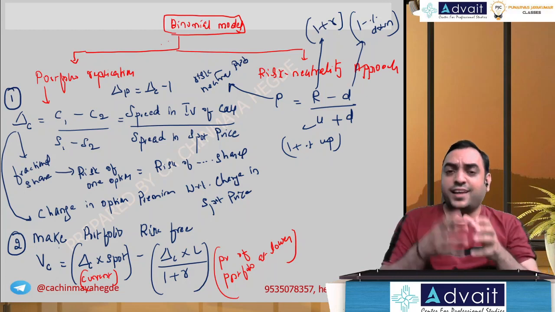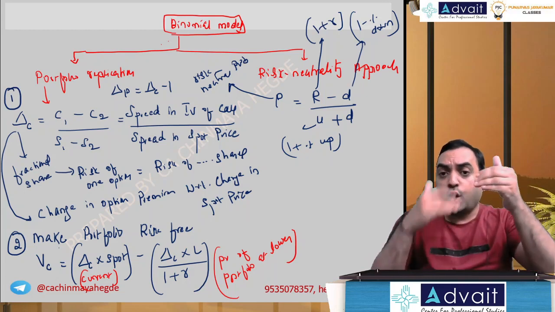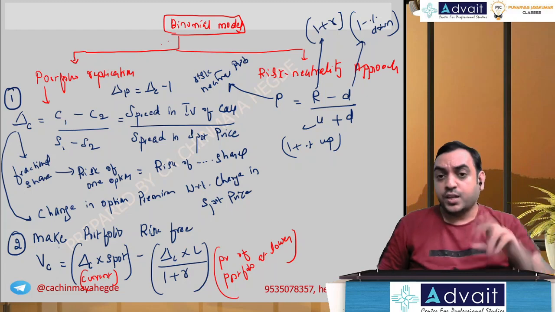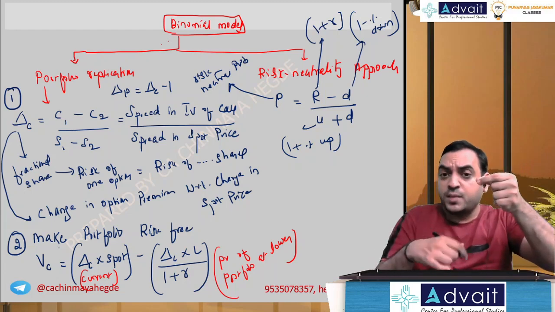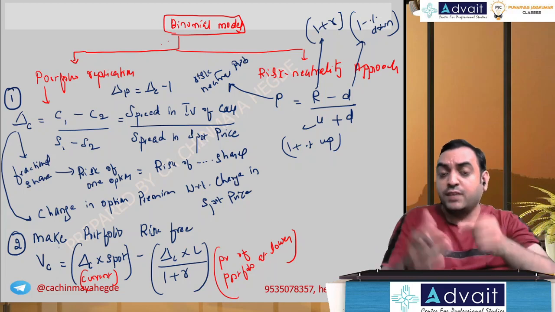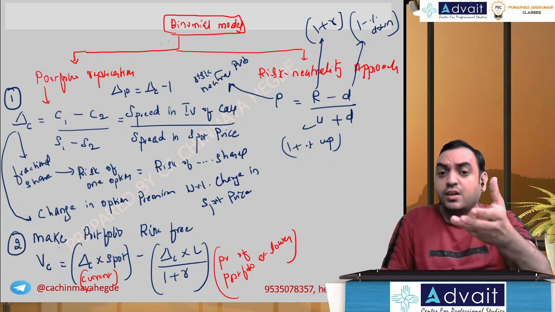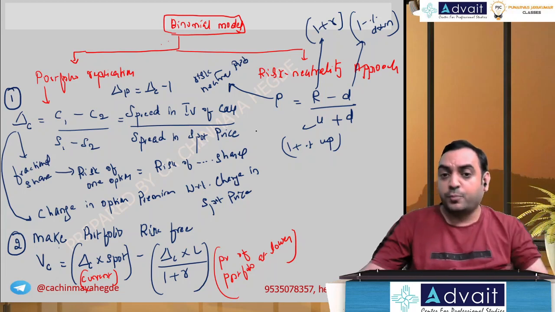They'll tell you the price can be up by 20% or down by 20%. Up by 20% means it is 1.2, 1 plus 0.2. Down by 20% means 1 minus 0.2, so D will be 0.8. R will be 1 plus the interest rate. That's the risk neutral probability.